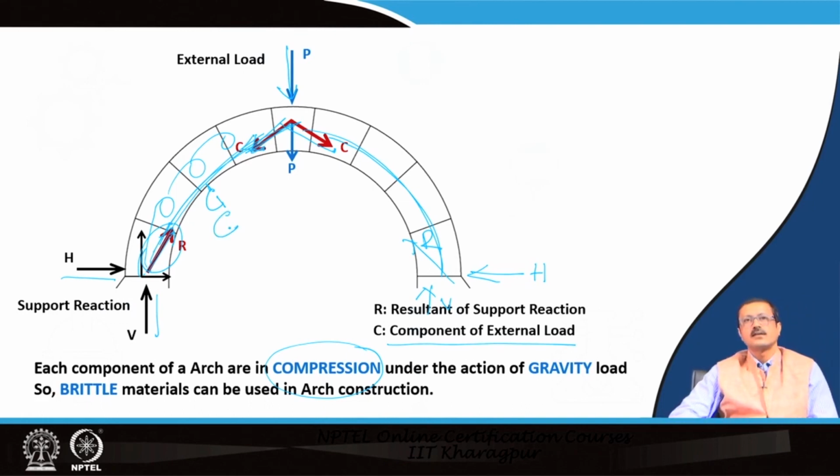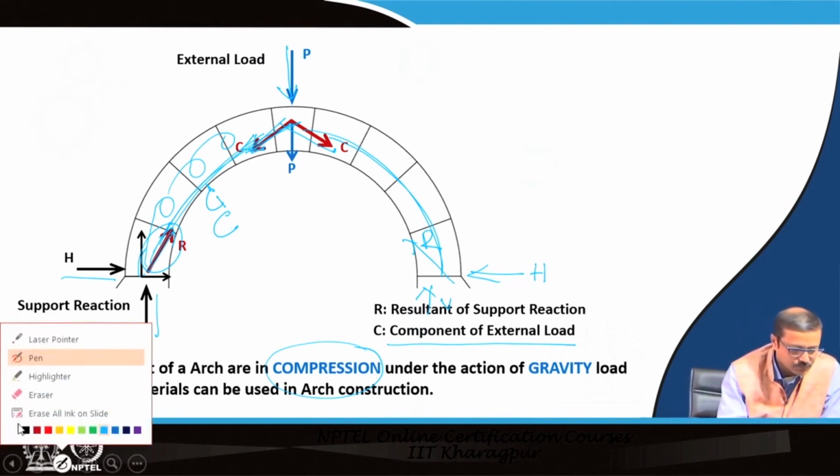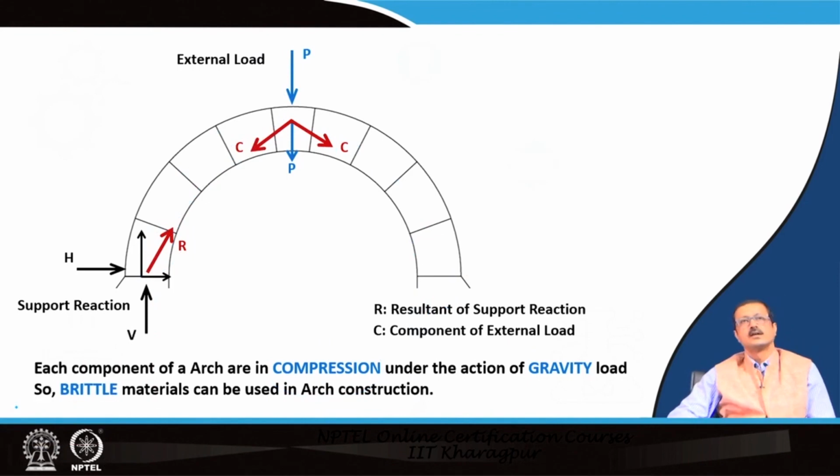So, under the gravity load the arch comes under pure compression. So, brittle materials like stone and brick will be very good, as you know that brittle materials are very good in compression. So, you can easily use brittle materials like stone in the case of our arch stability also.